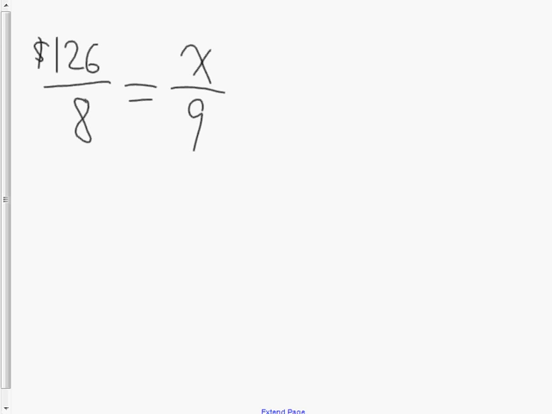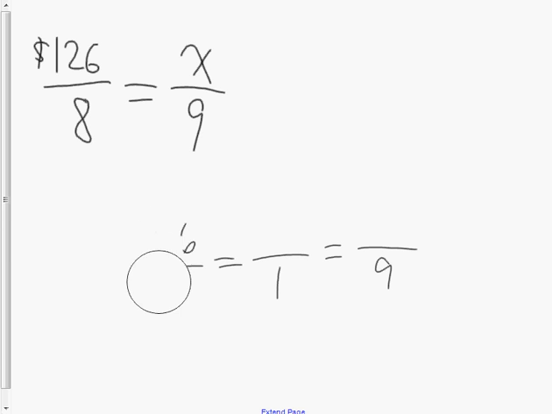So you could figure out what you divide 8 by to get 9, or what you multiply 8 by to get 9, which is kind of hard to do. You could break it down into, if it's $126 for 8 of them, you could figure out what one of them is and then figure out what 9 of them is. That's a good way to do it.